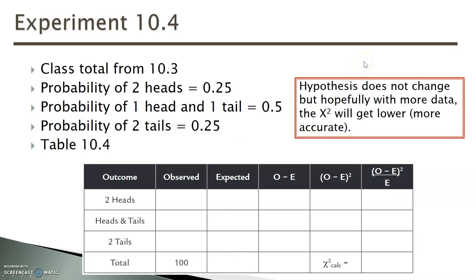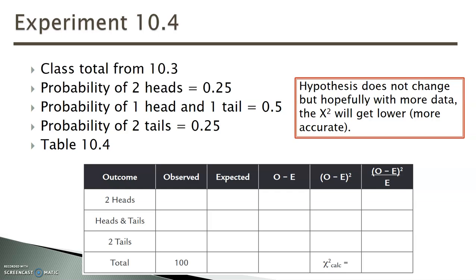Now note that you're going to be comparing experiment 10.3 and 10.4. 10.3 is your data. 10.4 is your class data. Remember, the more data you have, the more accurate your experiment should be, which means your chi-square should get lower. But notice the hypothesis doesn't change, right? Our hypothesis is the probability. It's still 0.25, 0.5, and 0.25. It's just that you will have more data, which means hopefully you will become more accurate.